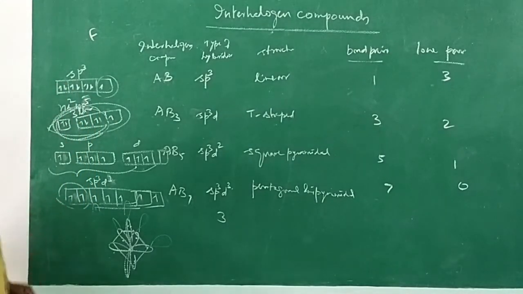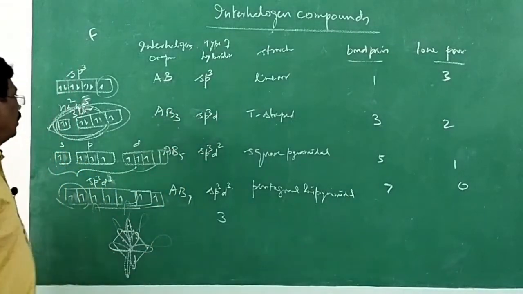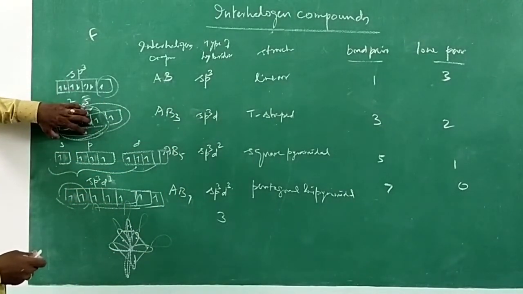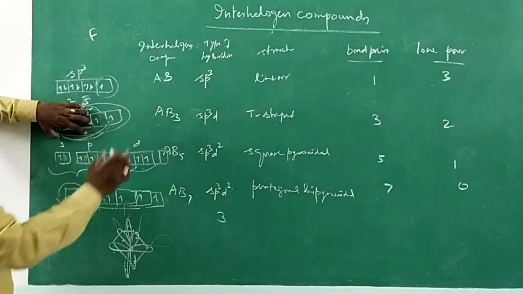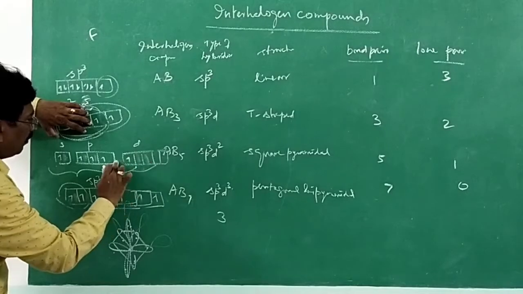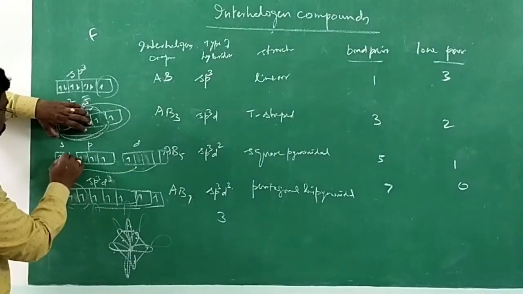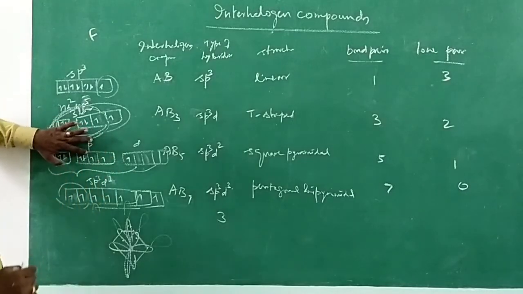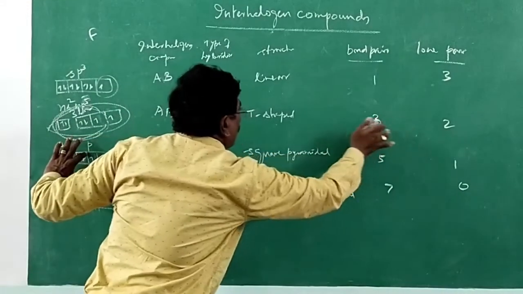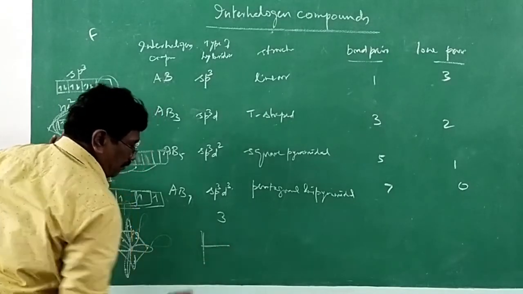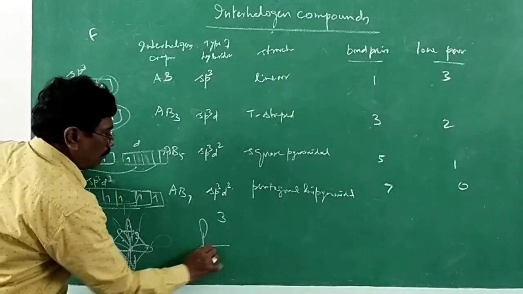If we go in for sp3d, 1 electron will be shifted, therefore 2 lone pairs, and 1 more electron will go to d. Therefore, 2 lone pairs and 3 bond pairs you will be getting, and it is T-shaped. 1 lobe, 1 lobe, 1 lobe.